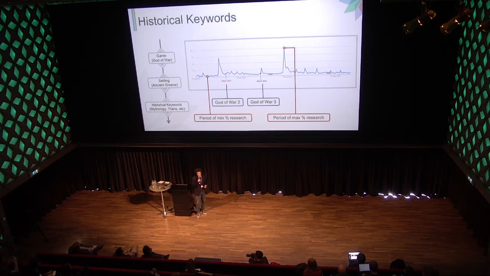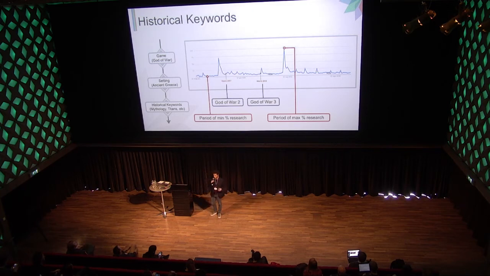So what I did was take the list of games, like we have here the example of God of War, and take the setting of that game, which is ancient Greece, even if it is not really accurate, as we all know who have played the game. Then I took historical keywords related to that game and that historical setting, so mythology, Greek mythology, Titans, and so on. And I looked in Google Trends at how these keywords were searched on Google during this period of time.